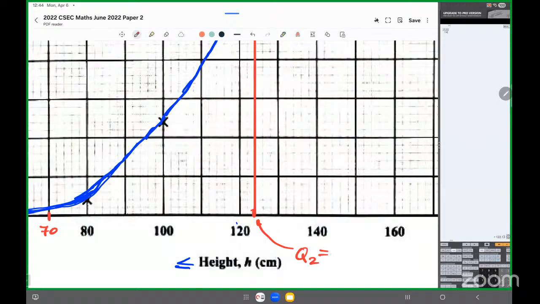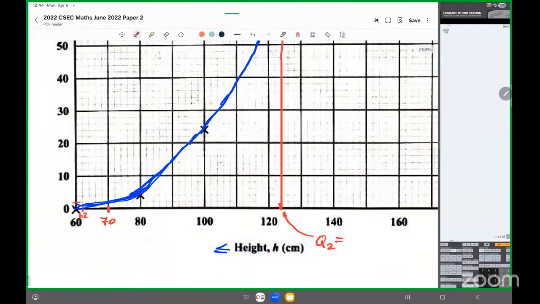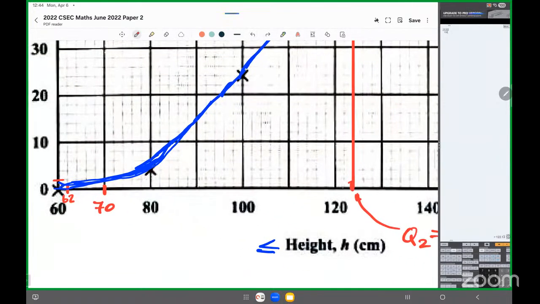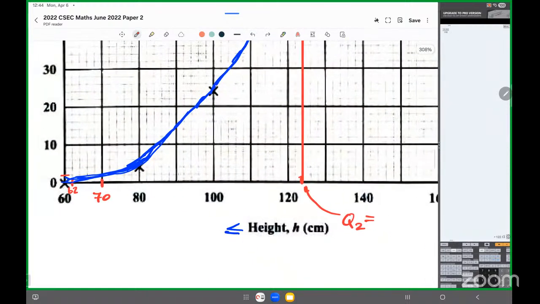Second quartile. Right? And that be the scale proper. Remember, every one of these lines is 2, right? So this is 120, 122, 124. Want to make sure: 124, 126, 128, 130.